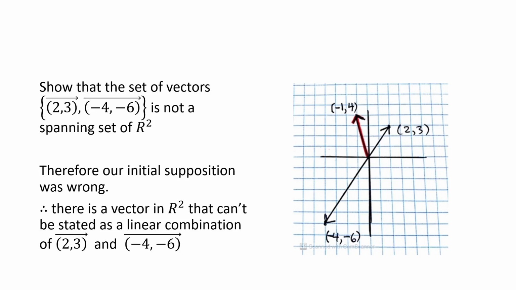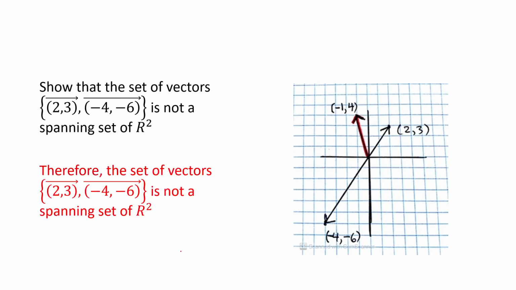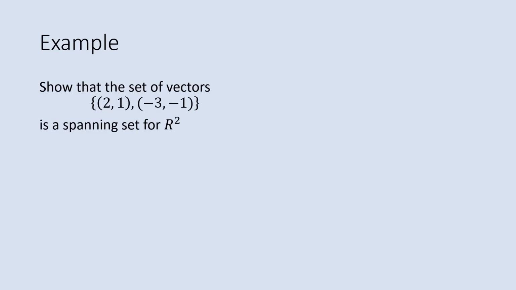The initial supposition was that we could express (-1, 4) as a linear combination of (2, 3) and (-4, -6). Since we cannot do that, that means there is a vector in R2 that can't be stated as a linear combination of (2, 3) and (-4, -6). That means that set is not a spanning set of R2.